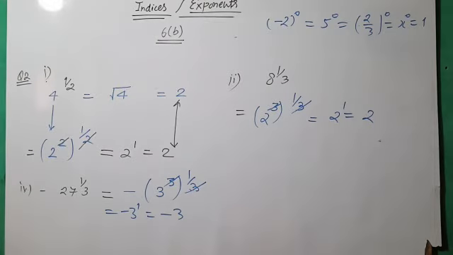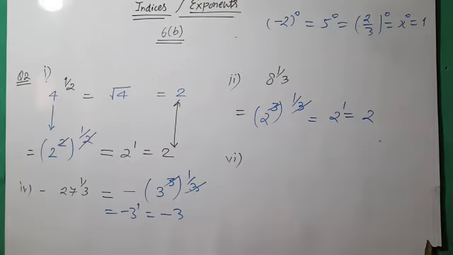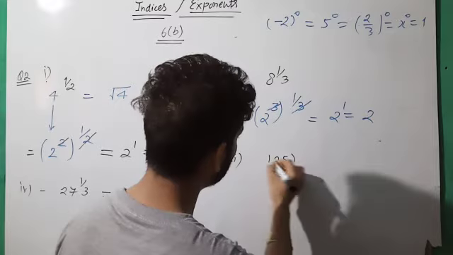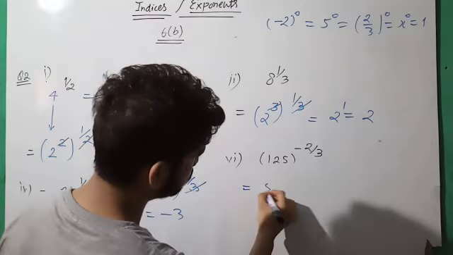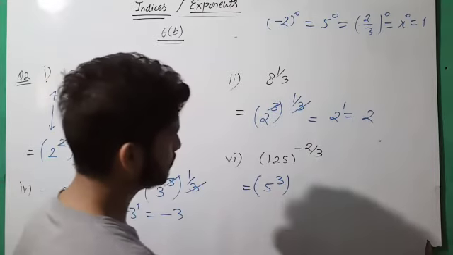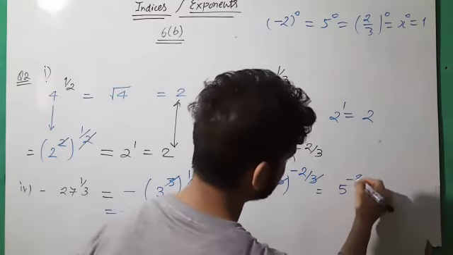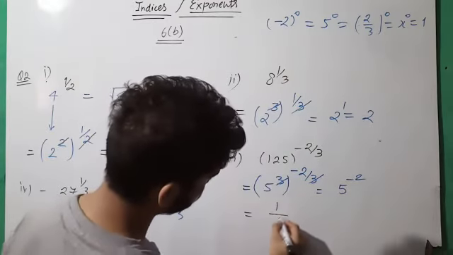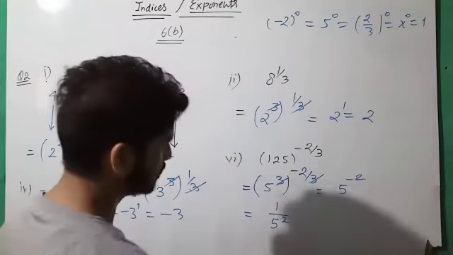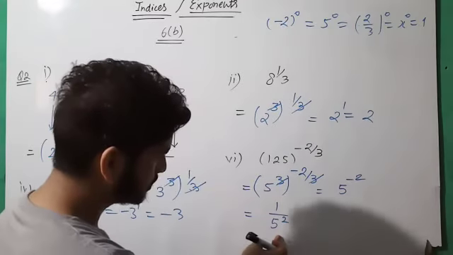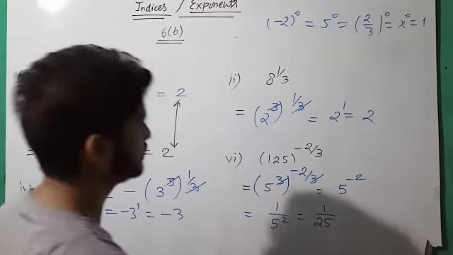Now, sixth part. In the sixth part we have 125 to the power minus 2 by 3. We can write 125 as 5 to the power 3. 5 5s are 25, and 25 5s are 125. So the 3 cancels with this. We have 5 to the power minus 2, and we can write it as 1 upon 5 to the power 2, because we have to change the negative sign of the exponent to positive, so we place it in the denominator. That is, the answer is 1 upon 25, because 5 square is 25.